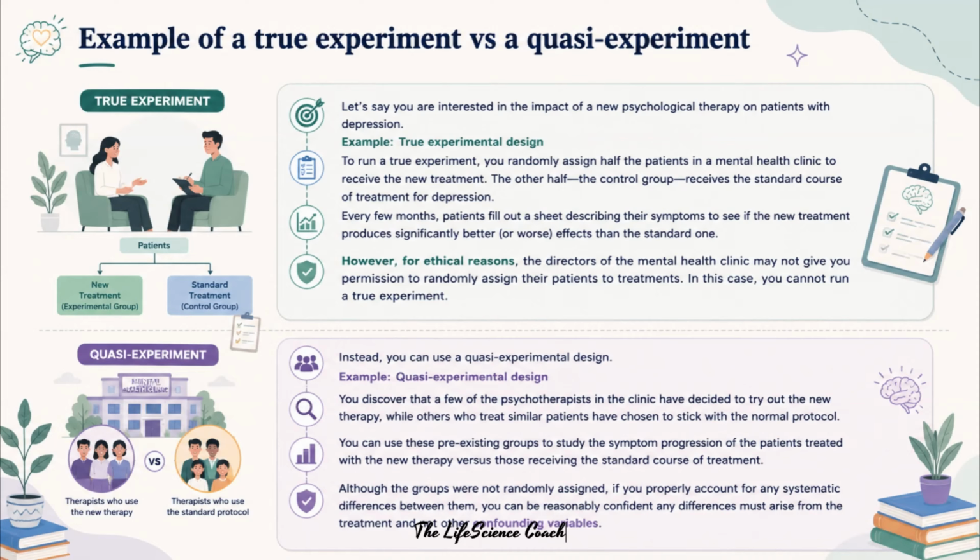Here, instead of randomly creating groups, researchers study already existing groups. For example, some therapists in a clinic may choose to use the new therapy, while others continue using the traditional method. Researchers then compare the progress of patients in these naturally formed groups. Although the groups are not randomly assigned, careful analysis can still help researchers understand whether the treatment caused any significant changes. In simple words, true experiments use random assignment and provide stronger control, while quasi-experiments are more practical for studying real-world situations where full experimental control is not possible.